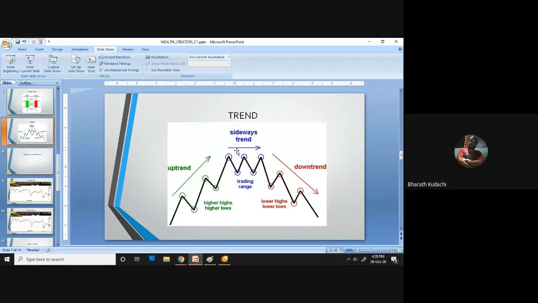So in a sideways trend, we should never trade, because as a trader, I will always be looking for an uptrend or a downtrend. If it is an uptrend, I will buy and then sell. If it is in a downtrend, I will sell and then buy. But in a sideways market or a sideways trend, we can never make money. Then coming to the next point.